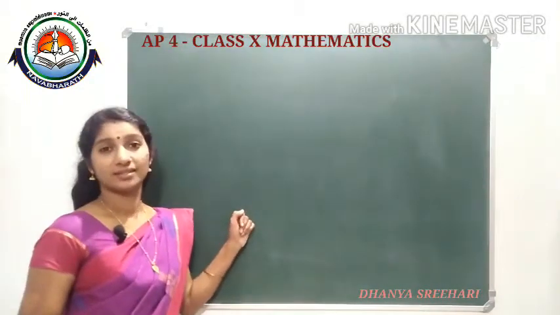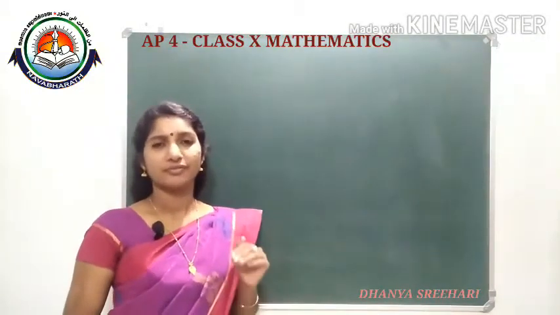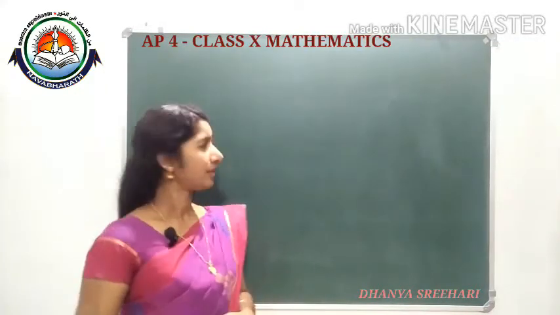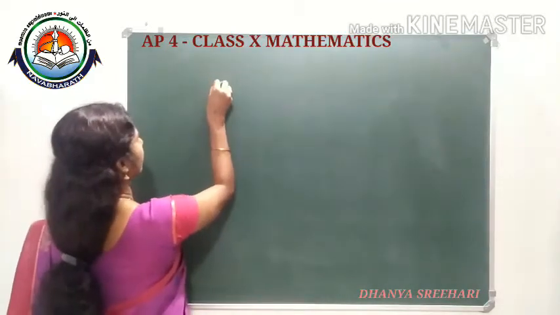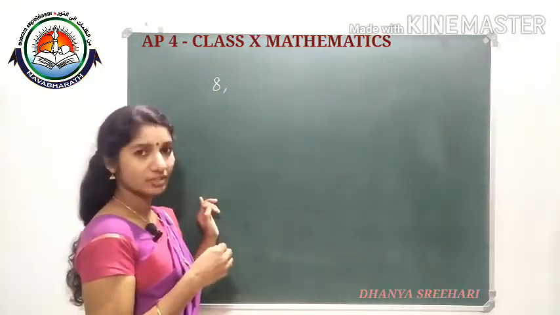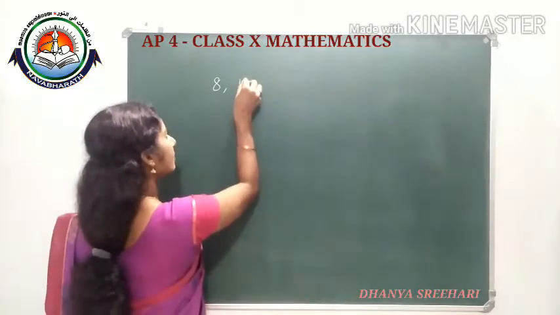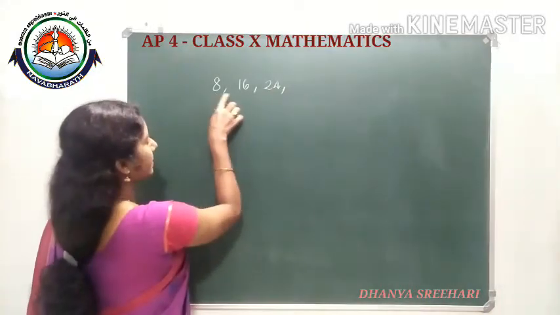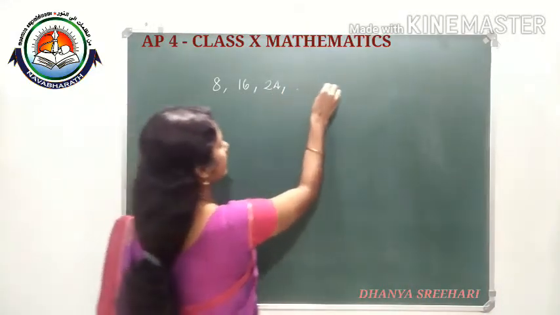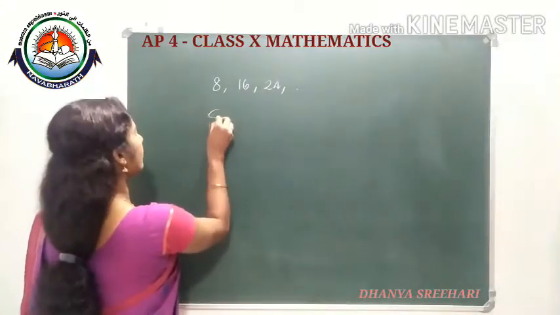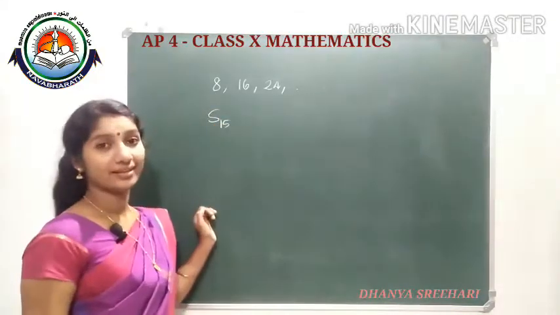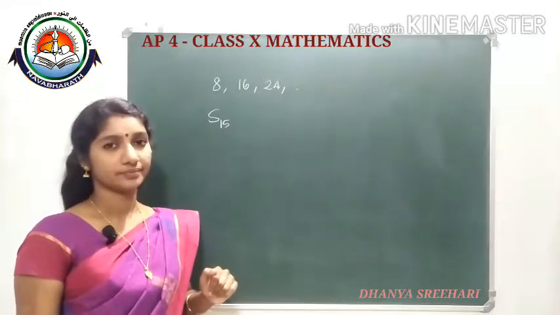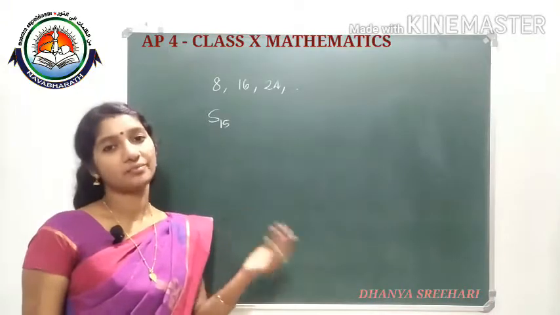It is given: find the sum of the first 15 multiples of 8. What will we do? Which are the multiples of 8? First multiple of 8 is 8. 8 ones are 8. Second multiple of 8 is 16. Third multiple of 8 is 24. 8 ones are 8, 8 twos are 16, 8 threes are 24, etc. Multiples of 8 will form an AP. So we need to find the sum of the first 15 terms of this AP.